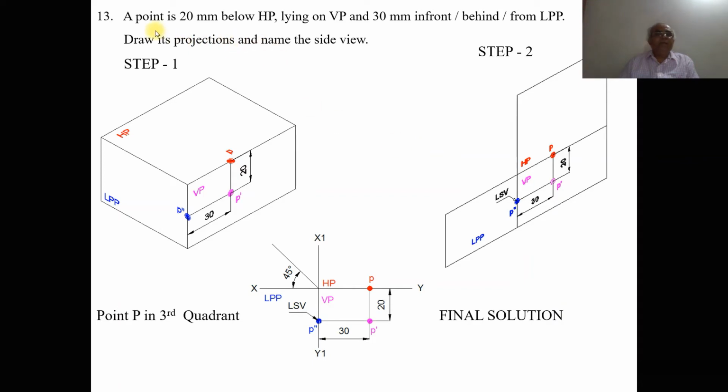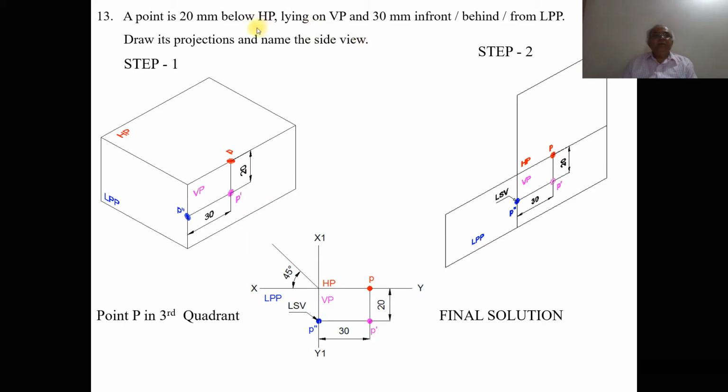Now, in this video, we will take up one more problem on projections of points. A point is 20 mm below HP, lying on VP, and 30 mm in front of or behind LPP. Draw its projections and name the side view.